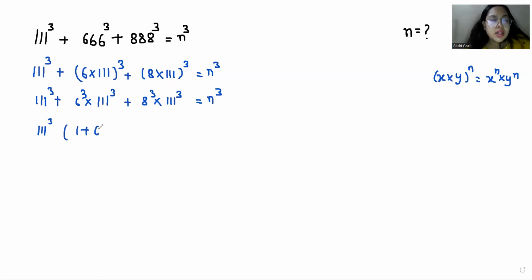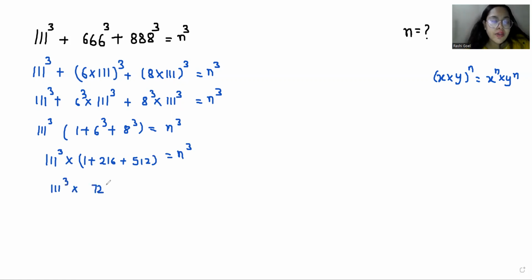So 1 plus 6 cube plus 8 cube is equal to n cube. So 111 cube times 1 plus 6 cube is 216 and 8 cube is 512 is equal to n cube. So when we add all these terms, it gives us 729. And we know that 729 is the cube of 9. So 9 cube is n cube.